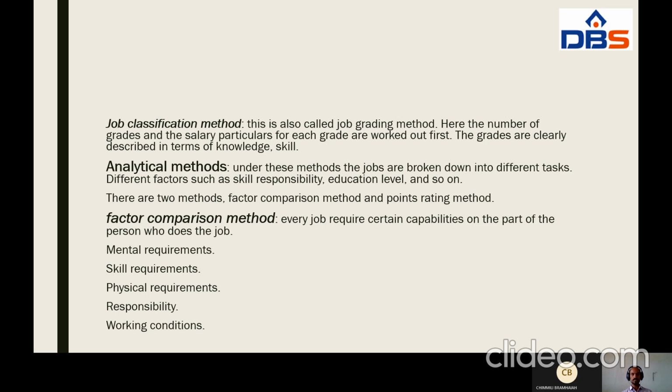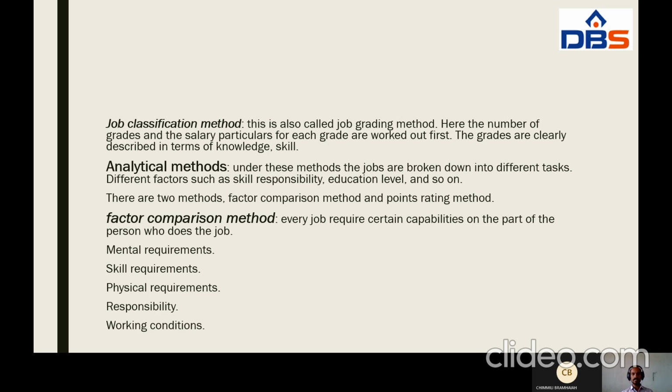Different factors such as skill, responsibility, education level, and so on. There are two methods: first one, factor comparison method, and the second one is points rating method. The first one, factor comparison method.